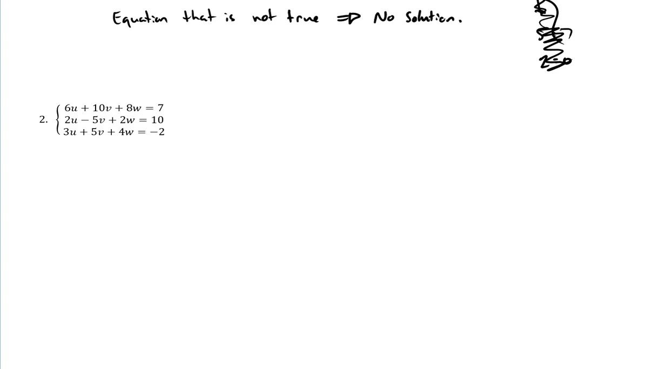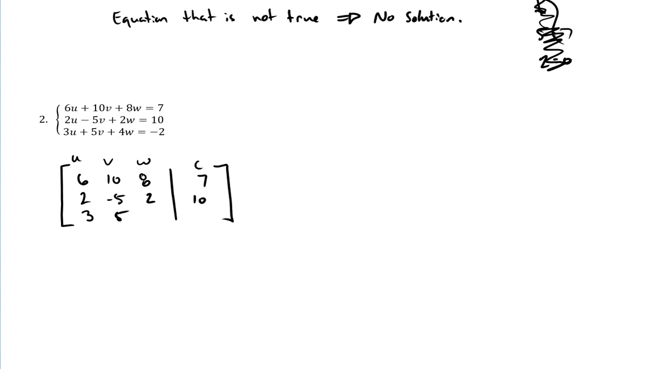Here they did use U, V, and W. That's fine. Remember, the letters don't really matter. We're going to convert it, though. Here is U, V, and W, and here would be our constant. So we convert it: 6, 10, 8, 7, 2, negative 5, 2, 10, 3, 5, 4, negative 2. Then double check everything. I think everything's good. Now let's go to our RREF.